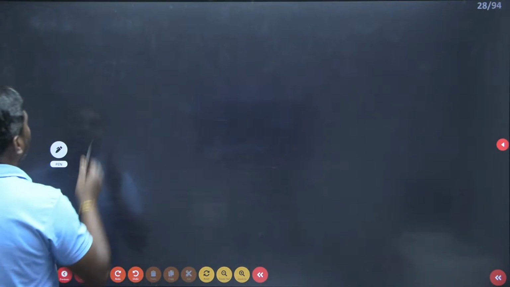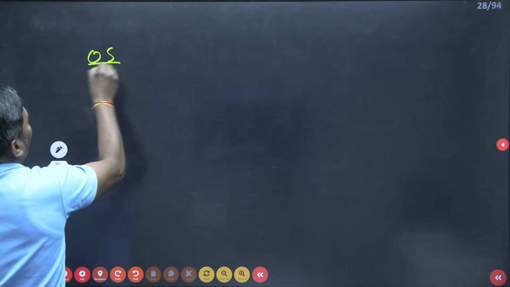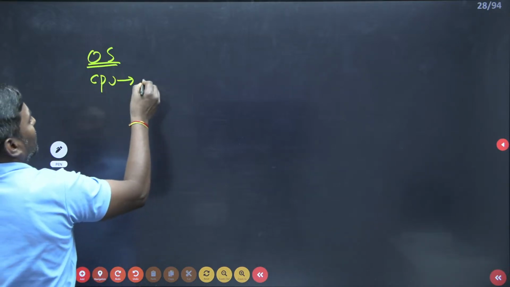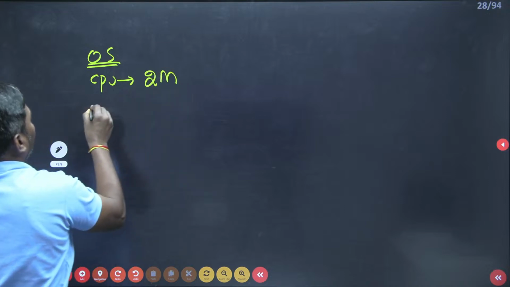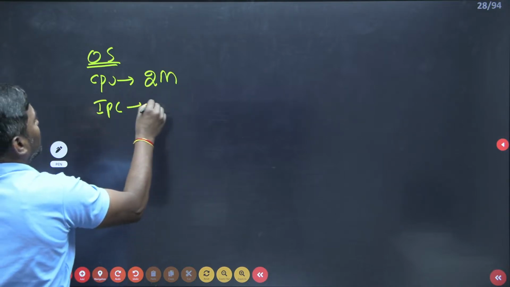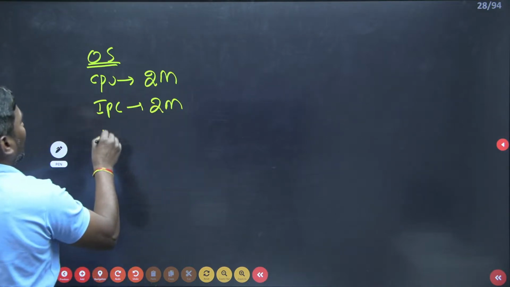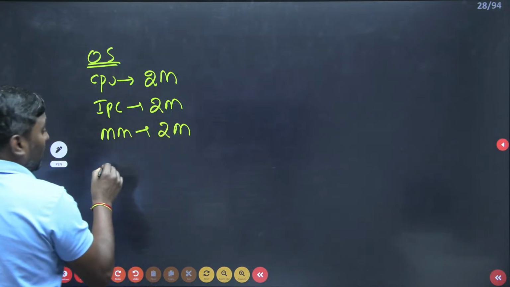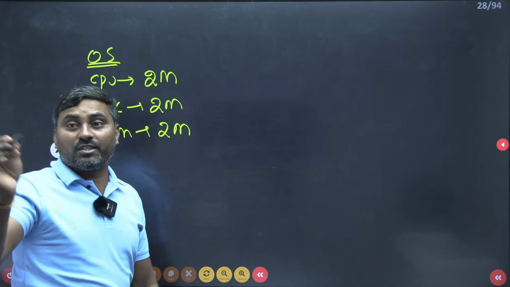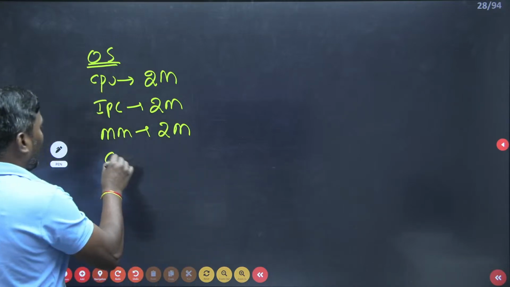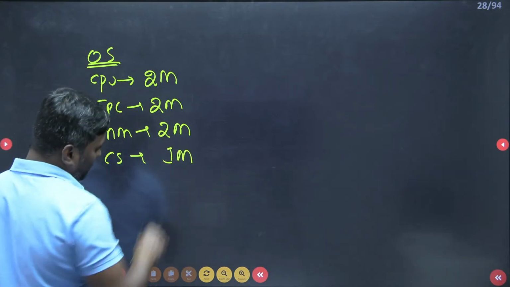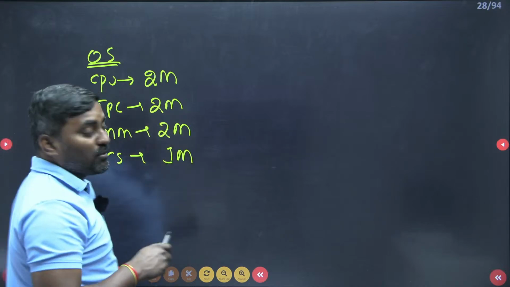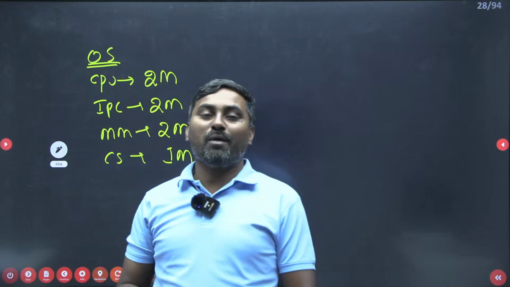In a similar way, see operating system, there was a question from CPU scheduling algorithms, I think a 2 mark question. Then IPC, there is a 2 mark question. Then memory management, 2 mark question. Then on context switching they framed a 1 mark question. So almost 9 marks from operating system.